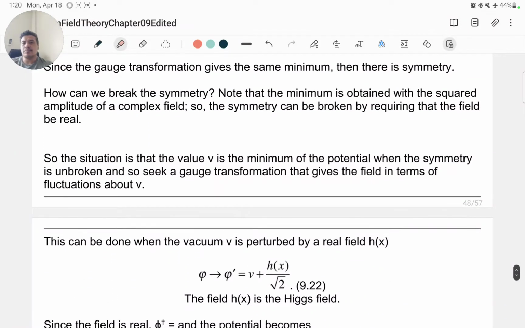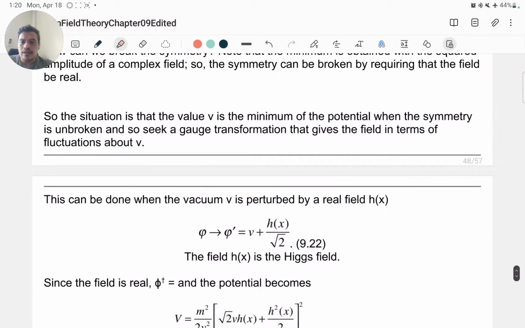So again, how do we break the symmetry? Now we have the same minimum according to the gauge transformation, and when you derive the potential with respect to phi or phi adjoint. The situation is that the value of V is the minimum of the potential when the symmetry is unbroken. So we need to find a transformation that gives the field in terms of the fluctuations about nu.